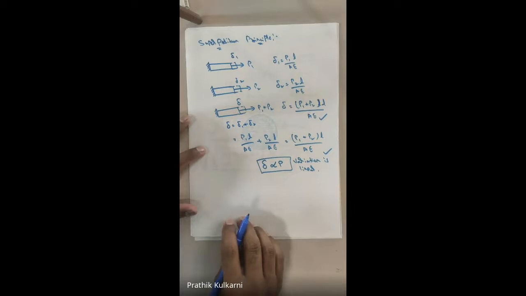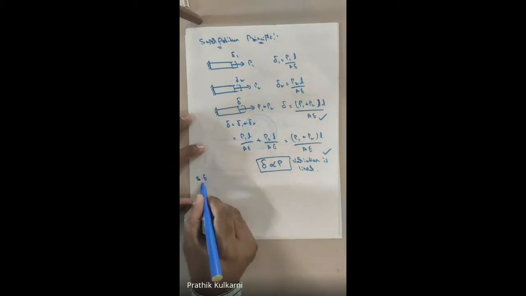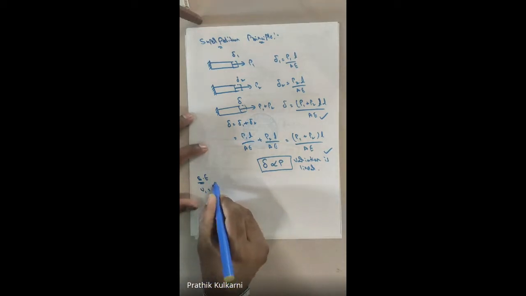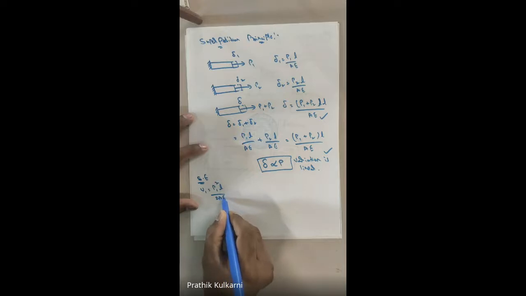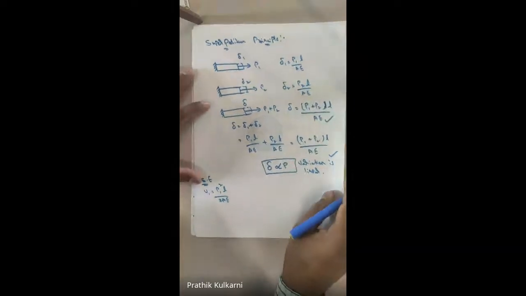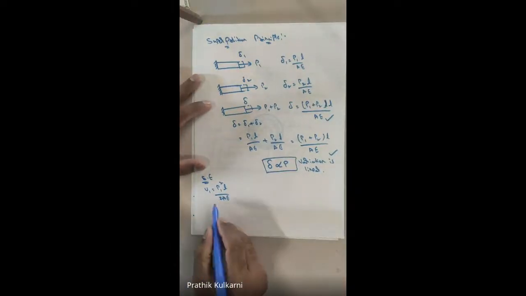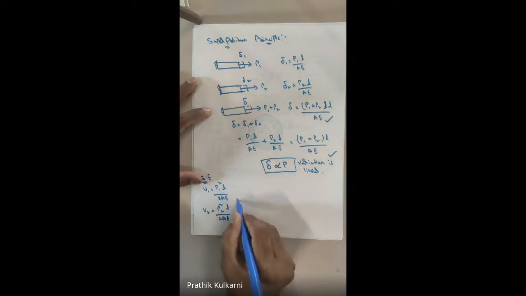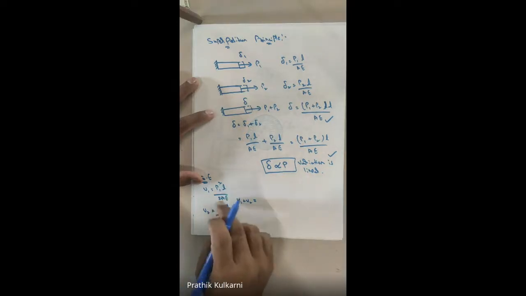But the same thing, I just wanted to show you with strain energy. You just see. What is strain energy? U1 we have got as P1 square L by 2AE. Yes or no? If you take a material and want to find the strain energy in it, the loading is P1. Similarly, U2 is P2 square L by 2AE. Yes or no? Now, if I add both U1 plus U2, then what will I get? You have to add these two. Yes or no?